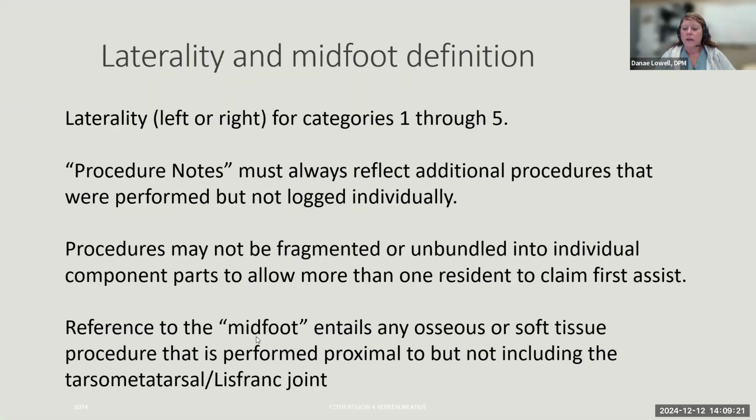A few final guidelines include the laterality, left or right, for procedure that must be selected for categories 1 through 5. If work is within an inner space, use R or L 1 through 4. An example is a neuroma excision. The procedure notes section is where additional procedures are to be listed when they cannot be logged separately.